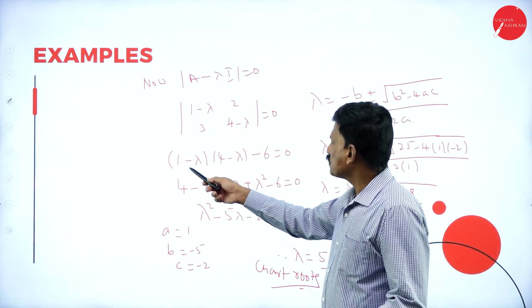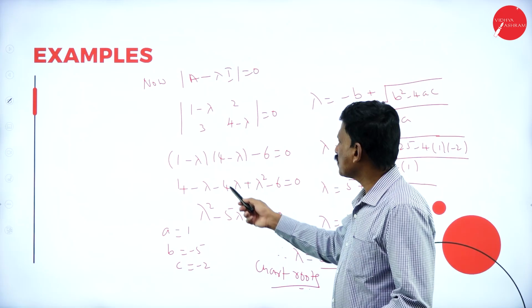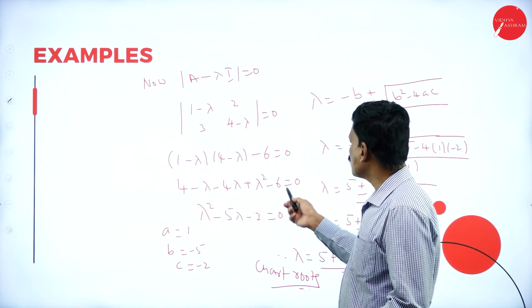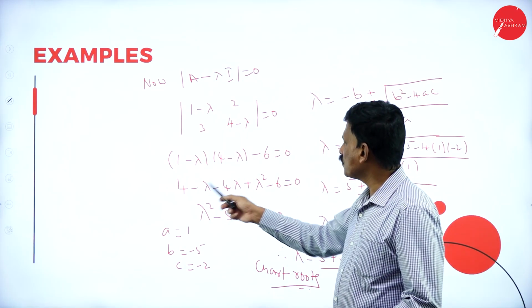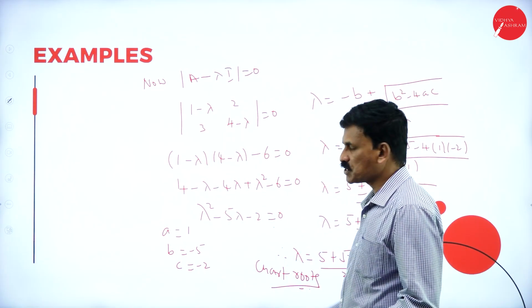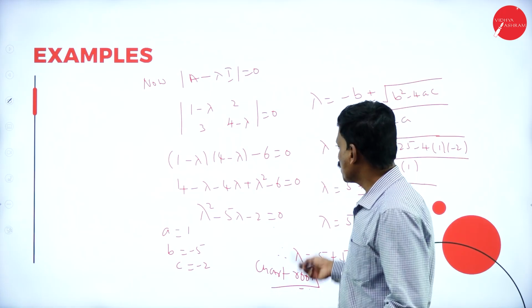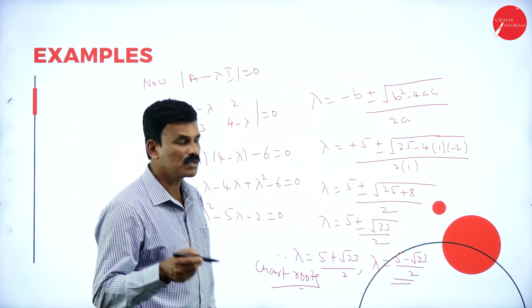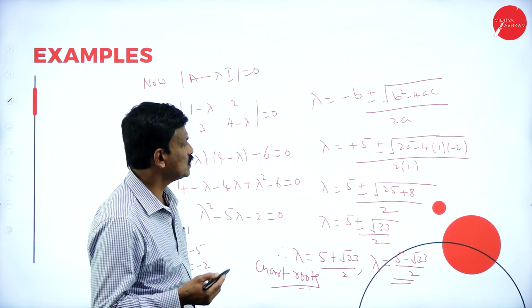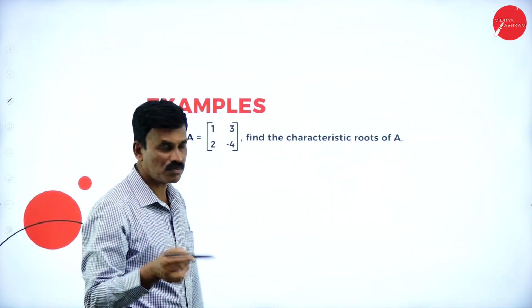So 1 into 4 is 4, 1 into lambda is lambda, minus 4 lambda, minus into minus plus lambda square minus 6. Lambda square minus 4 minus 1 is minus 5 lambda, 4 minus 6 is minus 2. Now this can be solved by the formula x is equal to minus b plus or minus root of b square minus 4ac divided by 2a. That's it.